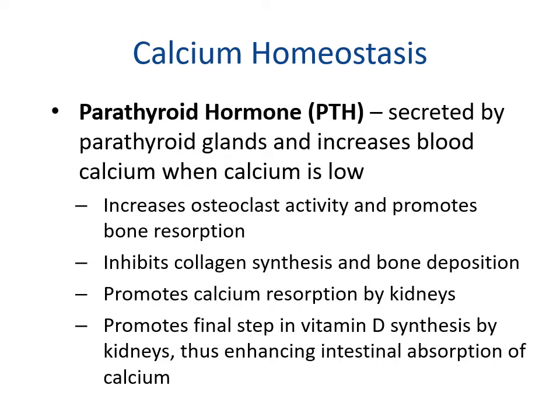Looking at our regulatory mechanism of parathyroid hormone, this is secreted by the parathyroid glands and increases blood calcium when calcium is low. It increases osteoclast activity and promotes bone resorption. It inhibits collagen synthesis and bone deposition. It promotes calcium resorption by the kidneys and promotes the final step in vitamin D synthesis in the kidneys, enhancing intestinal absorption of calcium. So the parathyroid hormone is going to act through different mechanisms to increase the amount of calcium.